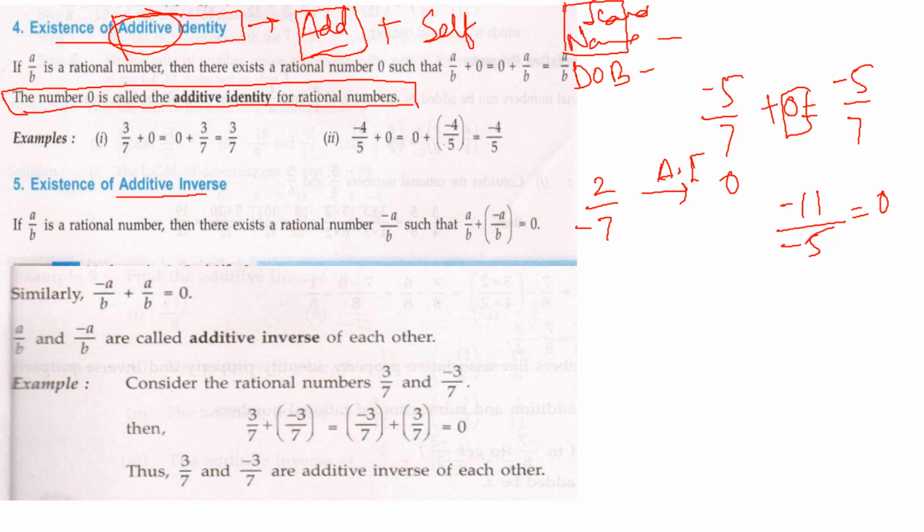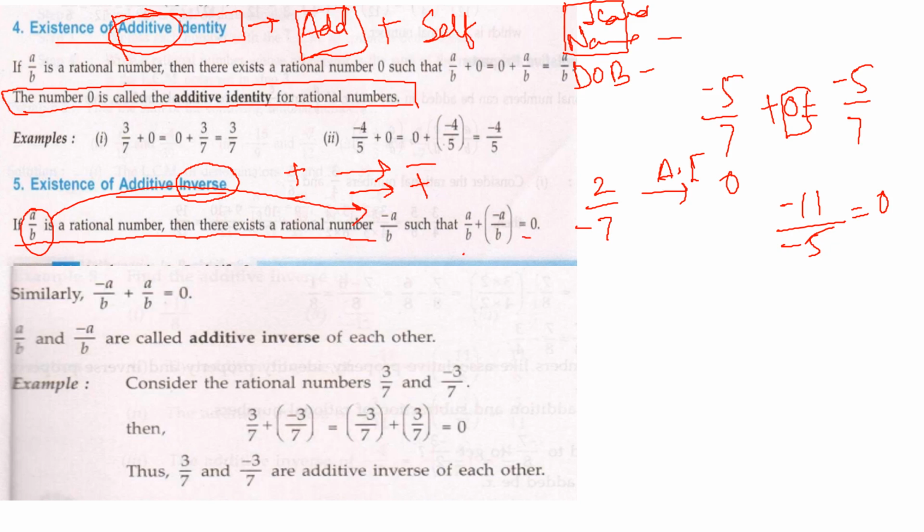Additive inverse. Inverse means changing the sign. The inverse of plus is minus. The inverse of minus is plus. Plus ka ulta minus, minus ka ulta plus. That's what. So if a by b is a rational number, then there exists a rational number minus a by b. Look here, a by b, its inverse is minus a by b, such that a by b plus minus a by b is 0.